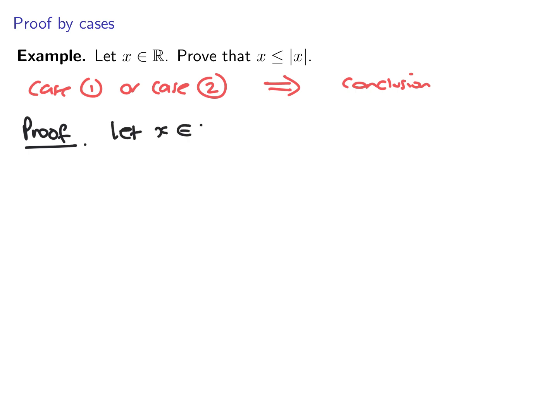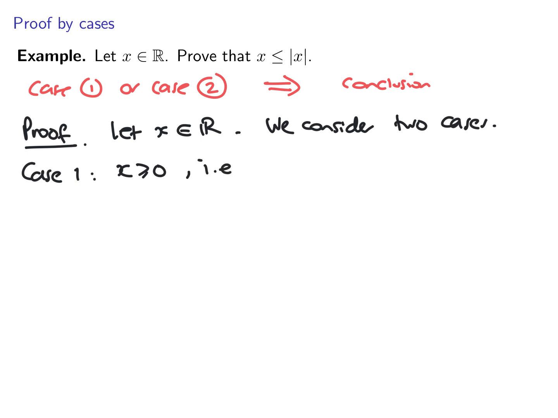Let x be a real number. Okay, then we're gonna consider two cases. Case 1, x is non-negative, which means that its absolute value is itself, right? And therefore, x is less than or equal to its absolute value, right? This inequality is true because it satisfies the equality part, right? Since x is equal to, or let me rather write it the following way, x is equal to its absolute value. We're done. Case 1 is fairly easy.